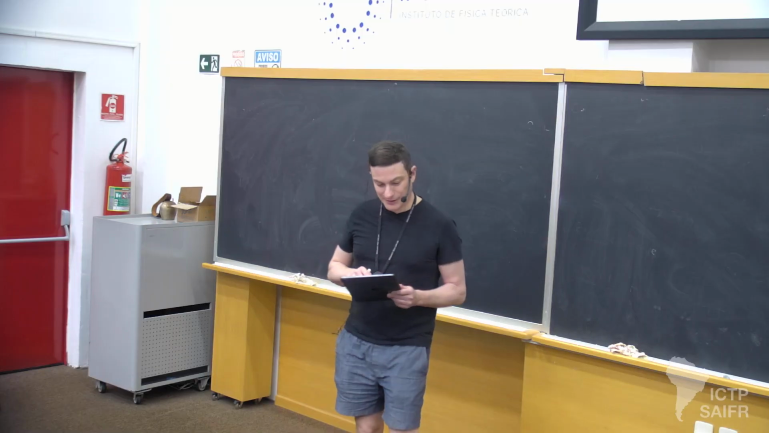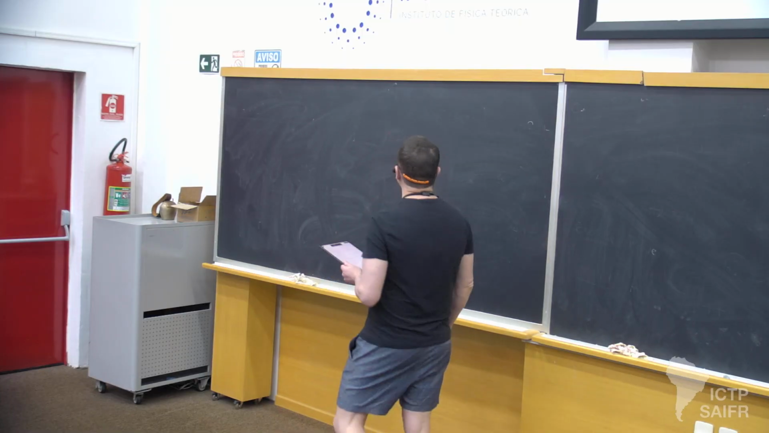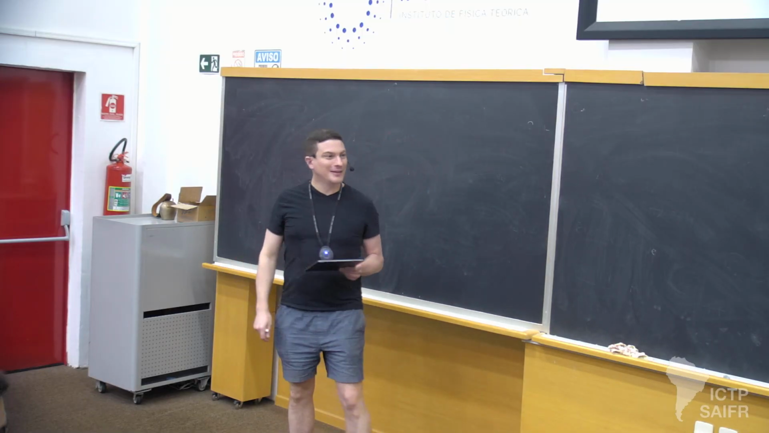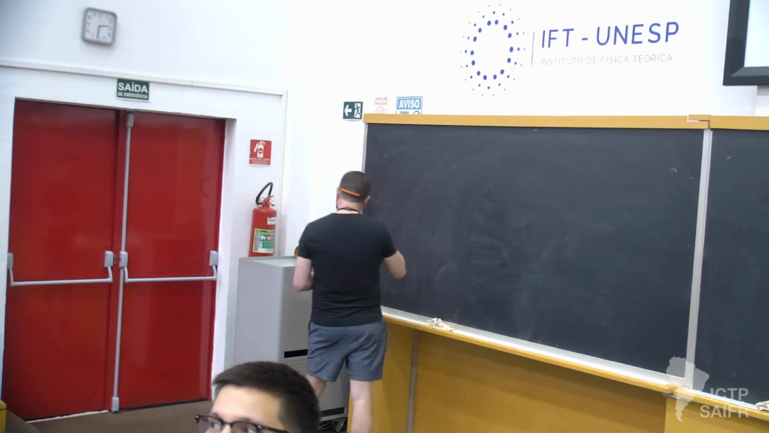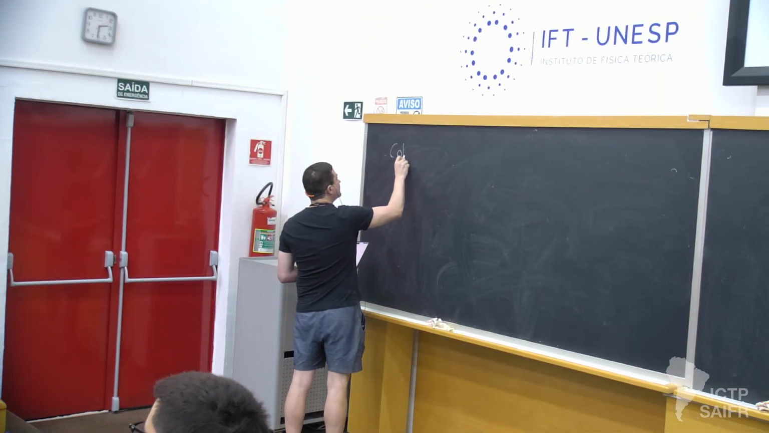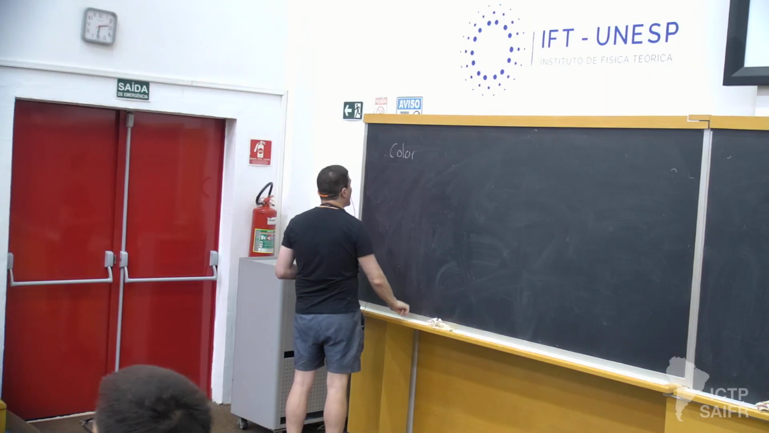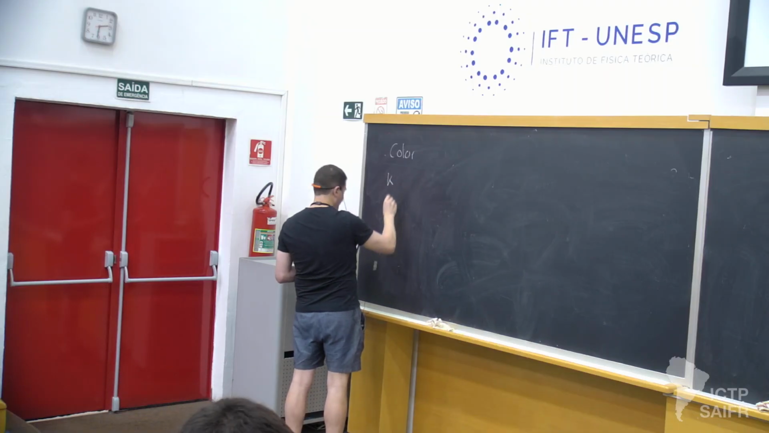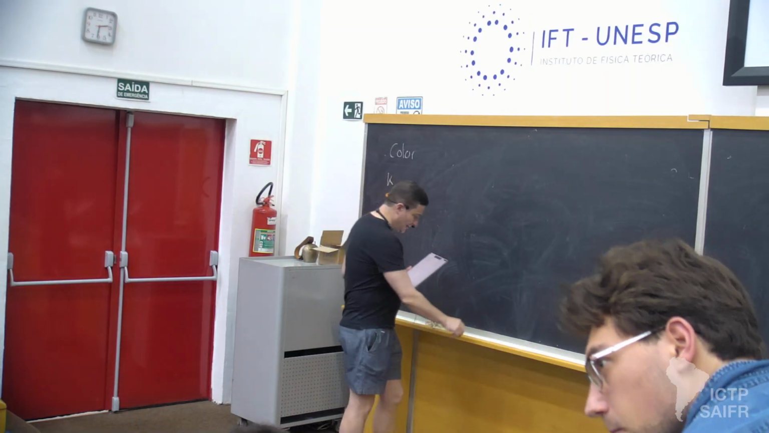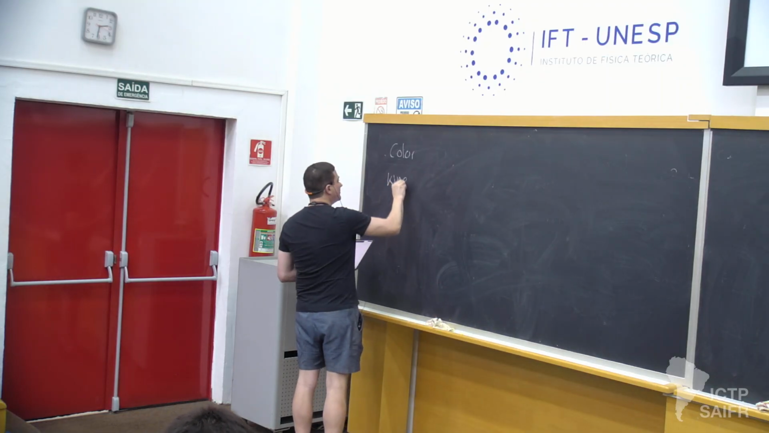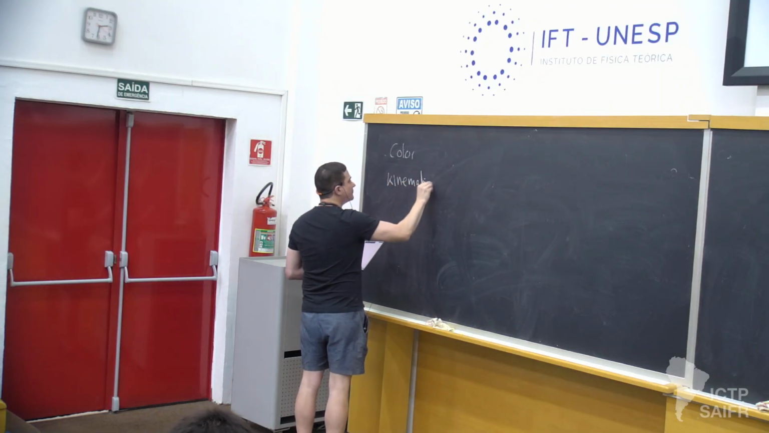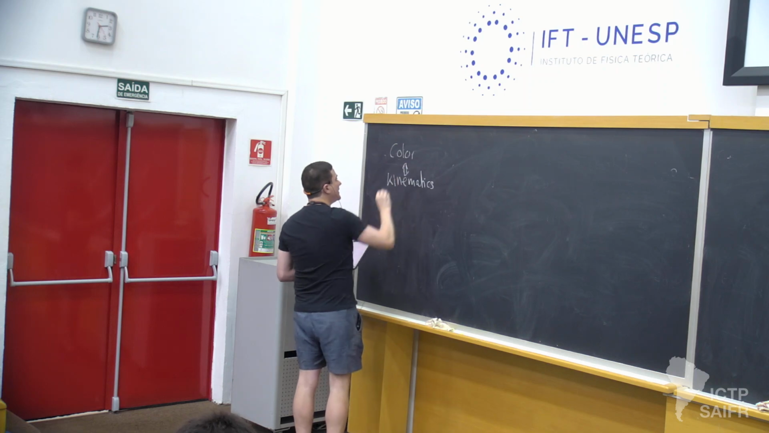All right, so welcome to the second lecture of Henrik, also known as the J from BCJ. Okay, thanks. All right, so yesterday we talked about color. And we also talked about kinematics, and how to sort of relate them.